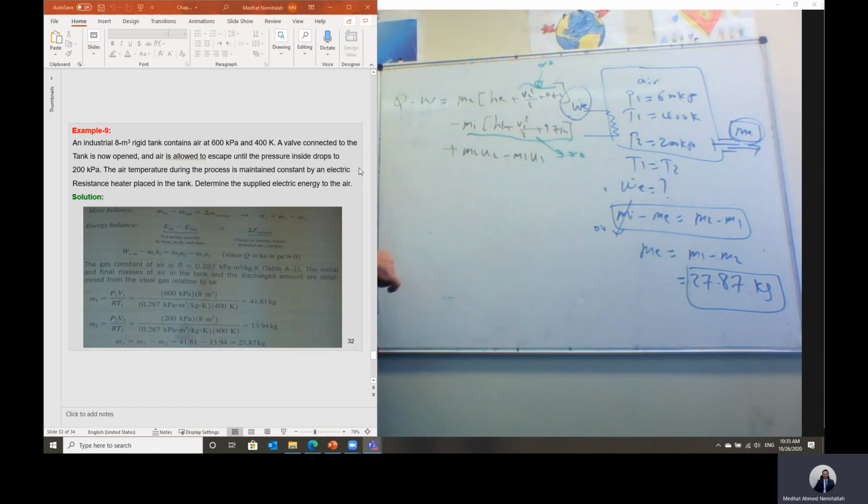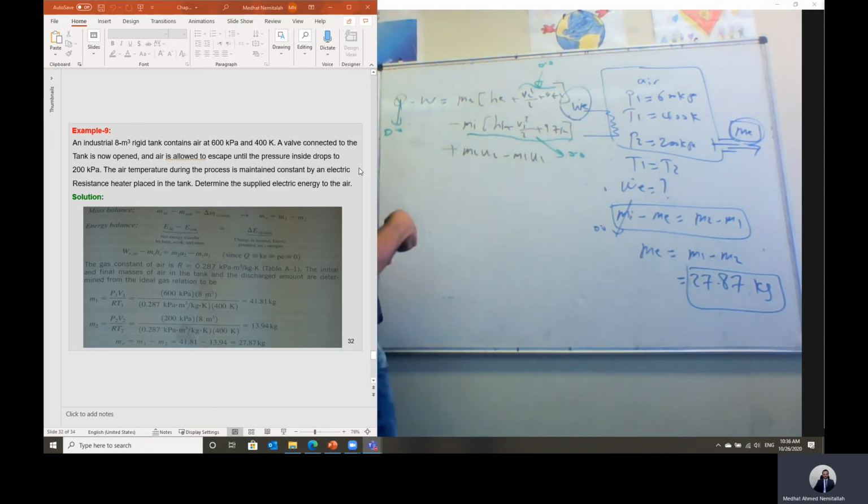But here they are not given, so those two terms will be zero in this case. Also, he didn't actually give the heat transfer, it is not given or required, so this value will equal zero in this case. But do we have any kind of work? Yes, we have electrical heating work in this case. That should equal m_exit multiplied by h_exit plus m2u2 minus m1u1.